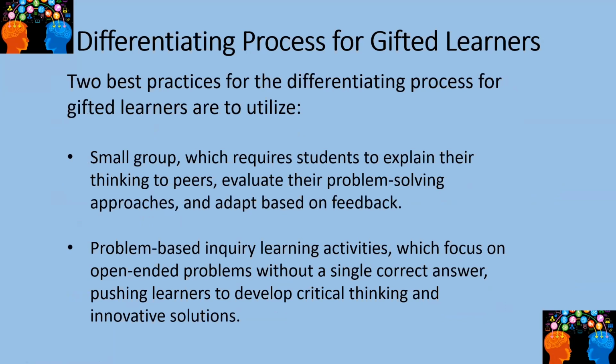Two best practices for differentiating process for gifted learners are to utilize small group, which requires students to explain their thinking to peers, evaluate their problem-solving approaches, and adapt based on feedback, and problem-based inquiry learning activities, which focus on open-ended problems without a single correct answer, pushing learners to develop critical thinking and to create innovative solutions.